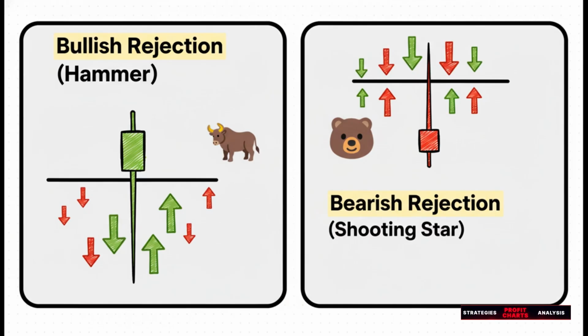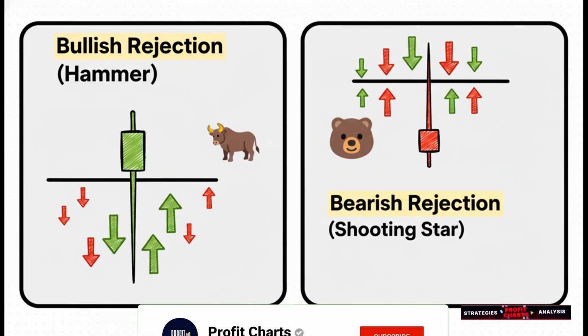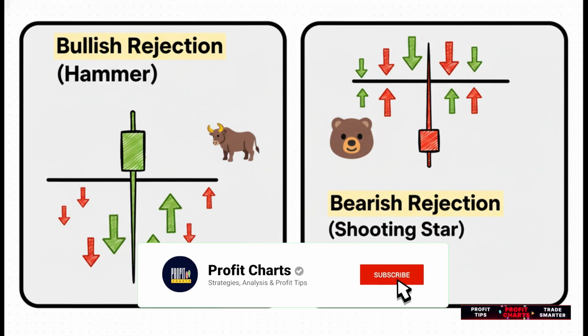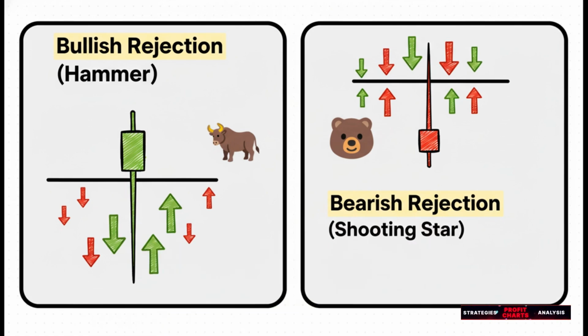And they come in 2 main flavors. Over on the left, you've got the bullish rejection, which you've probably heard called a hammer. It's got that long lower wick, right? This happens at a support level, and it shows us that sellers tried their best to push the price down, but buyers came storming back in and drove the price all the way back up. It's a sign of seller exhaustion and a huge surge in buyer confidence.